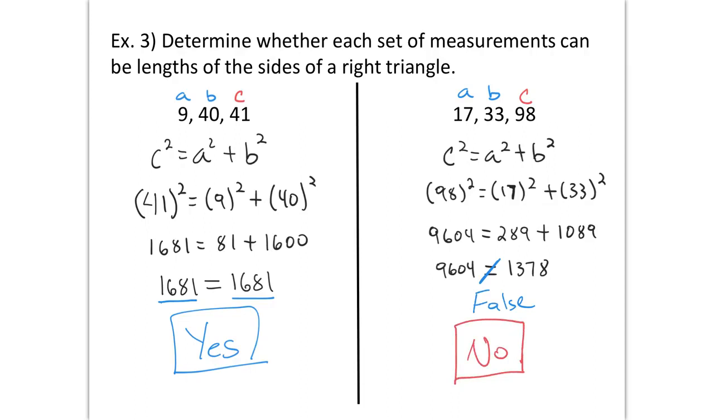So you guys learned about the Pythagorean Theorem. You now can identify if the measurements of a triangle will make a right triangle, and you can also find the missing length in a right triangle using the Pythagorean Theorem. This is the end of my video.